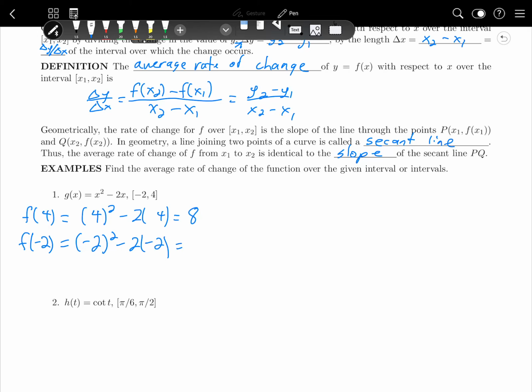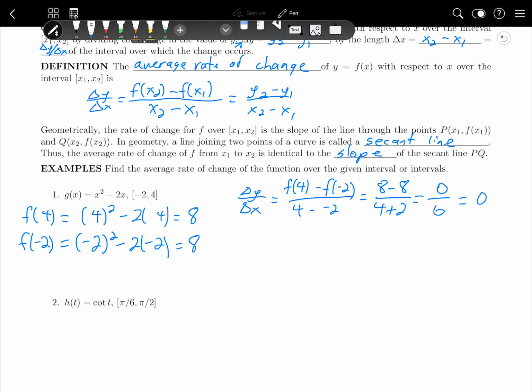And this is 4 plus 4, so that's also 8. So for that one, we get 8. Then to find the average rate of change, delta y over delta x, we take f of 4 minus f of negative 2 over 4 minus negative 2. So that would be 8 minus 8 over 4 plus 2, which is 0 over 6, or 0. And so that's the idea. That's what we're doing here.